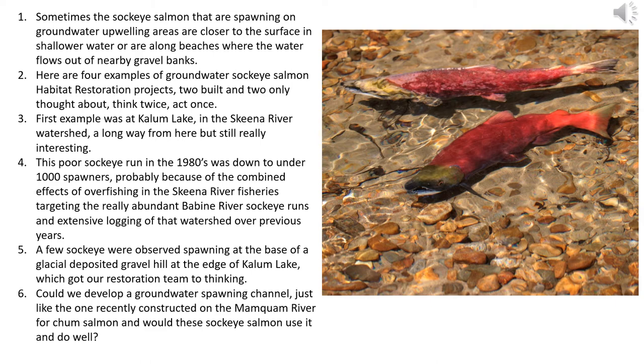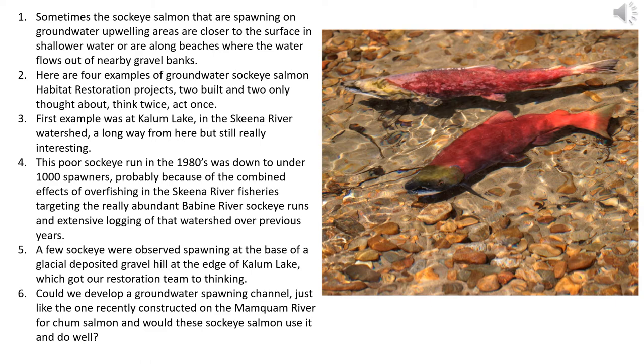If you know a little bit about the Skeena, we have tremendously abundant runs in one watershed, the Babine River run for sockeye, and then all the other little populations of sockeye in the Skeena are mixed in and they're not as productive. So when they fish the Babine fish hard, these other little runs slowly decline and some of them became very, very endangered. So in the 1980s, there was a concern about the Calum Lake sockeye.